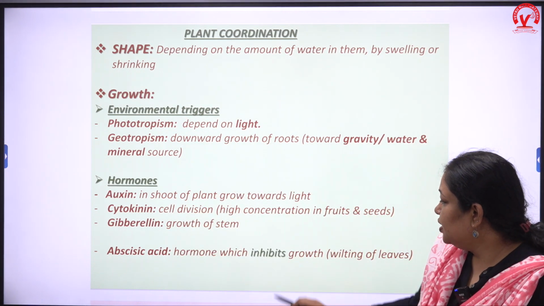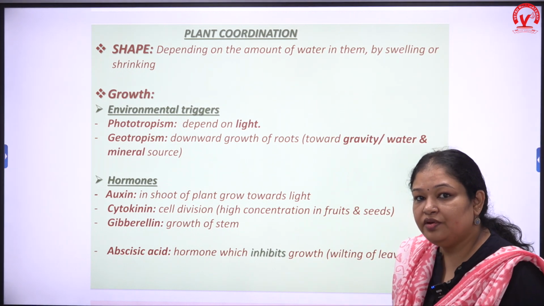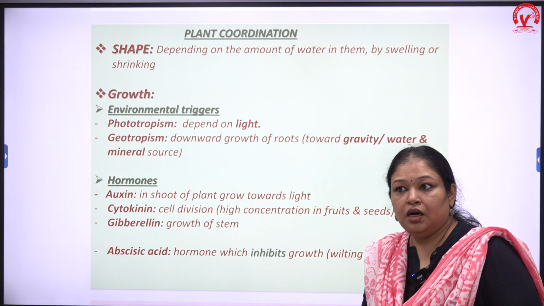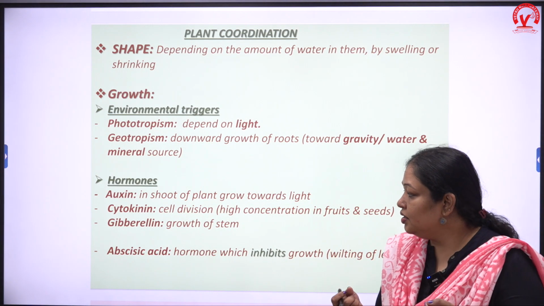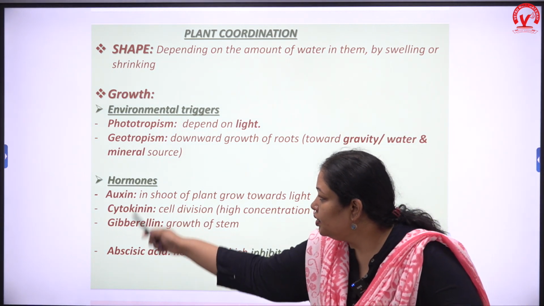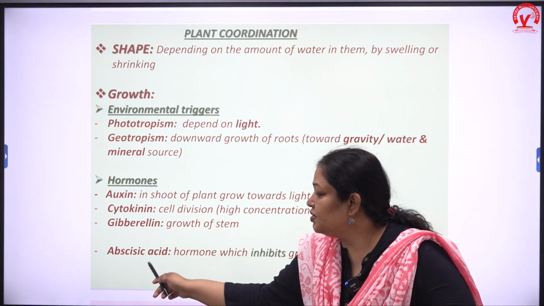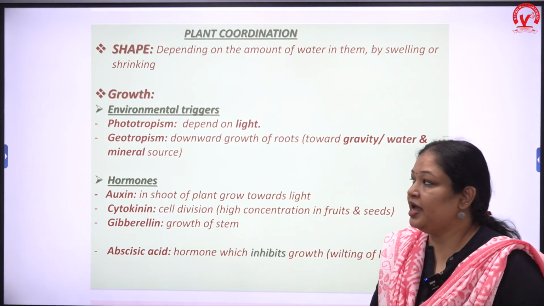There is one thing that inhibits the growth. Do you know when that happens? That happens during the autumn, when all the leaves fall off the trees. That is called wilting of the leaves. That is done by a hormone called abscisic acid. That is another hormone that is present in the plant.